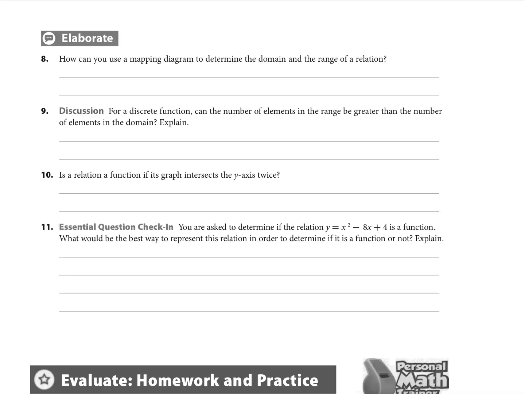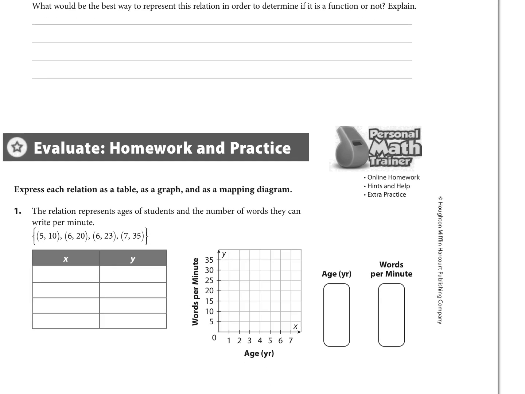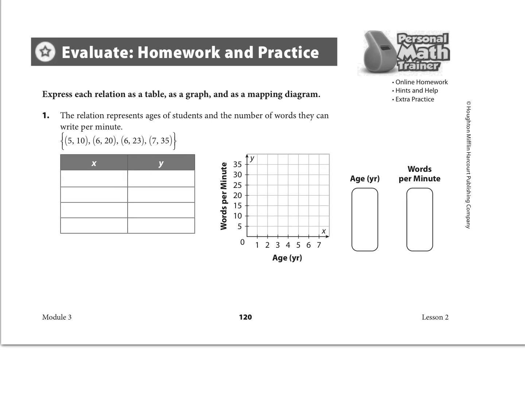So we're going to go to the evaluate section, and we're going to skip down here. And the first thing we're going to do is problem 1. It says express each relation in different forms here. So the first way it says is to do it using a table. So we have our relation given to us right here. In a table, we just list all of our x values. So our x's here are 5, 6, and 7. Now, you can list 6 again here in a table, and we're going to show the difference here in a table and mapping in just a second.